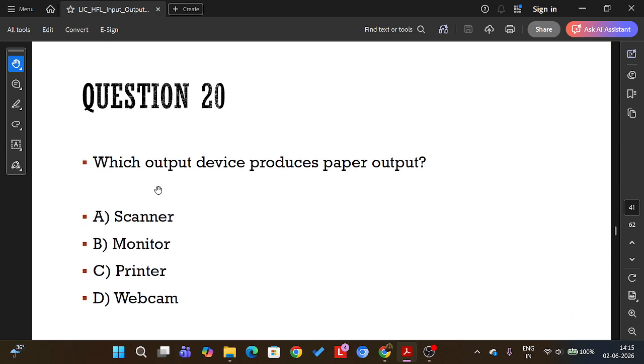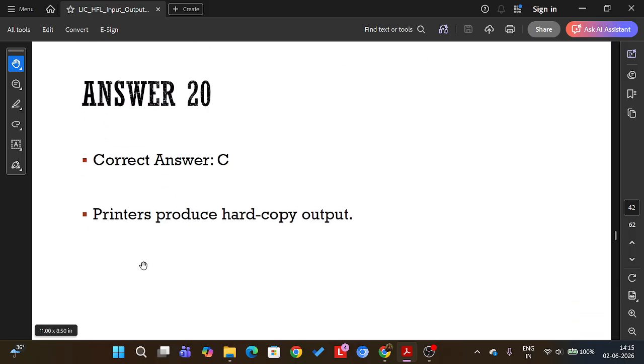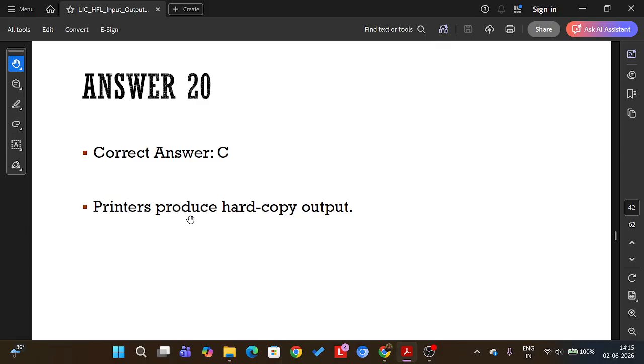Question 20. Which output device produces paper output? Scanner, monitor, printer, webcam. So we all know for this the answer would be printer, because it produces a hard copy output whenever you give any soft copy to it.